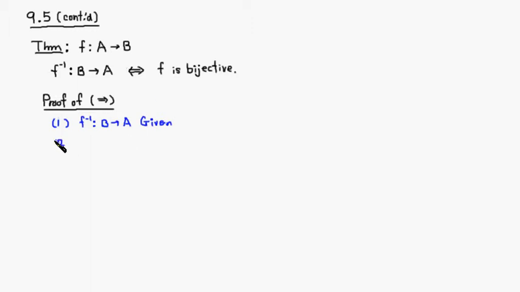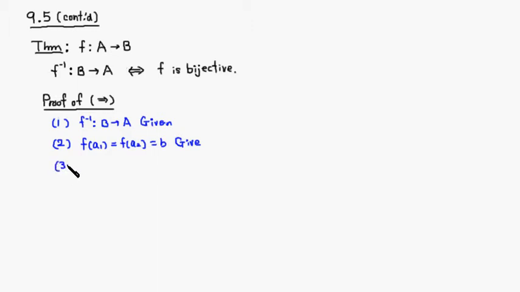Right, line 2. Let's show that f is 1 to 1 first. So let's start with f of a1 is equal to f of a2. I'm going to call that b, because they're just the same thing. So this is given. Then in order to show that f is 1 to 1, we have to establish that a1 is equal to a2.